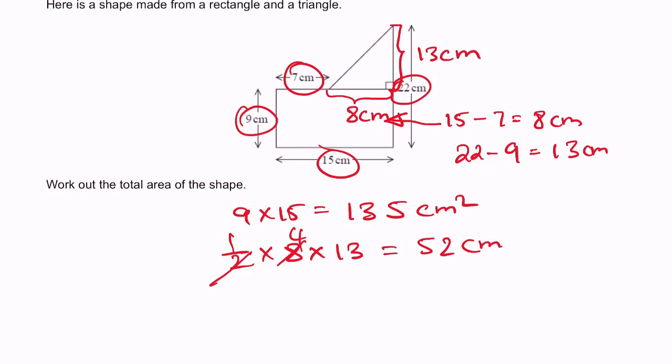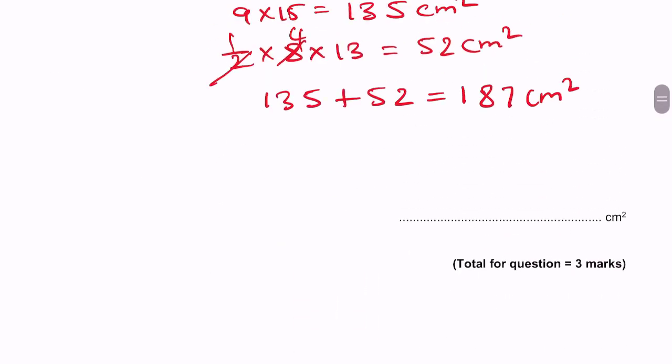Just double check your answers using a calculator and add 52 to 135. That's your final working now. 135 add 52. I had a number saved on my calculator, I just randomly added it. So always double check your values, centimeters squared, and that's the answer. Don't forget to write your final answer on the dotted line. Units already given. Okay, and that's worth 3 marks.